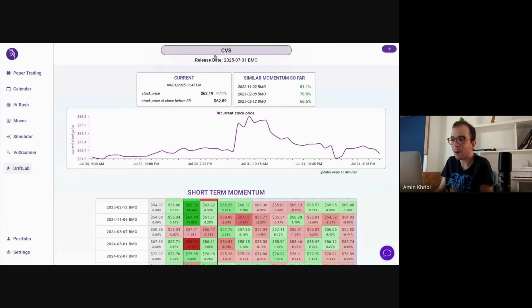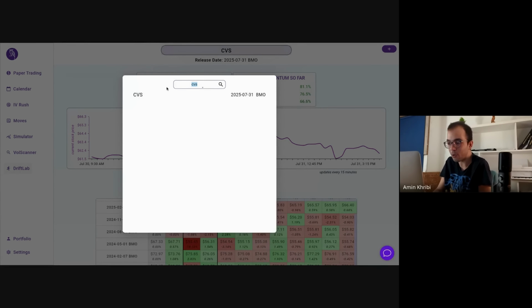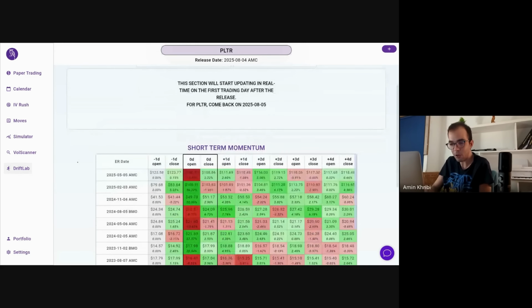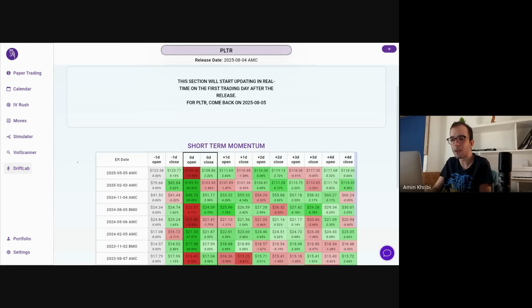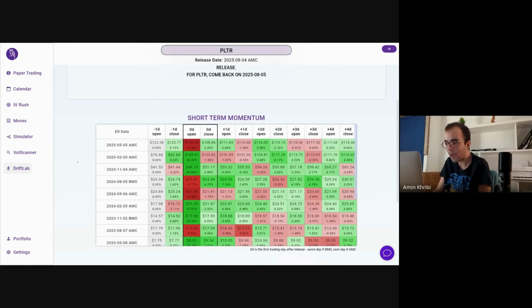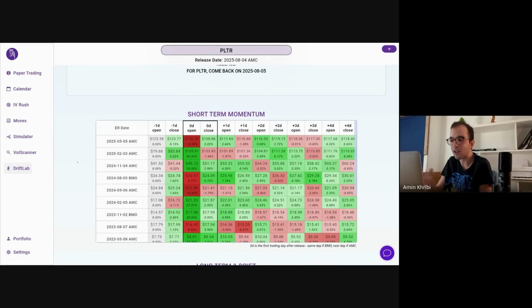Now let's wrap it up by looking at a name releasing next week, and see how we can do this preparation in advance, even before the stock releases. So here let's explore Palantir, which will be reporting on Monday after close. Let's see what the patterns seem to be, short term and long term. Notice how this is a very volatile stock, so it has seen many ups and downs over the past releases.